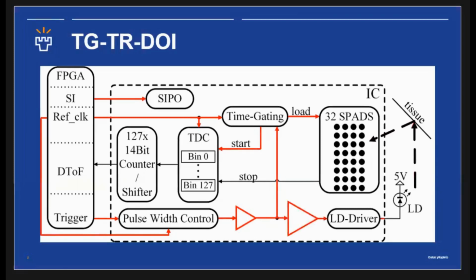The same pulse is also going through the LD driver, which activates the current through the LD and emits the short laser pulse to the tissue. After that, the pulse scatters from the tissue, and the first SPAD that detects the photon sends the stop signal to the TDC, and the result is saved to the register. After the predefined number of measurements, the data from the register can be transferred to the FPGA.